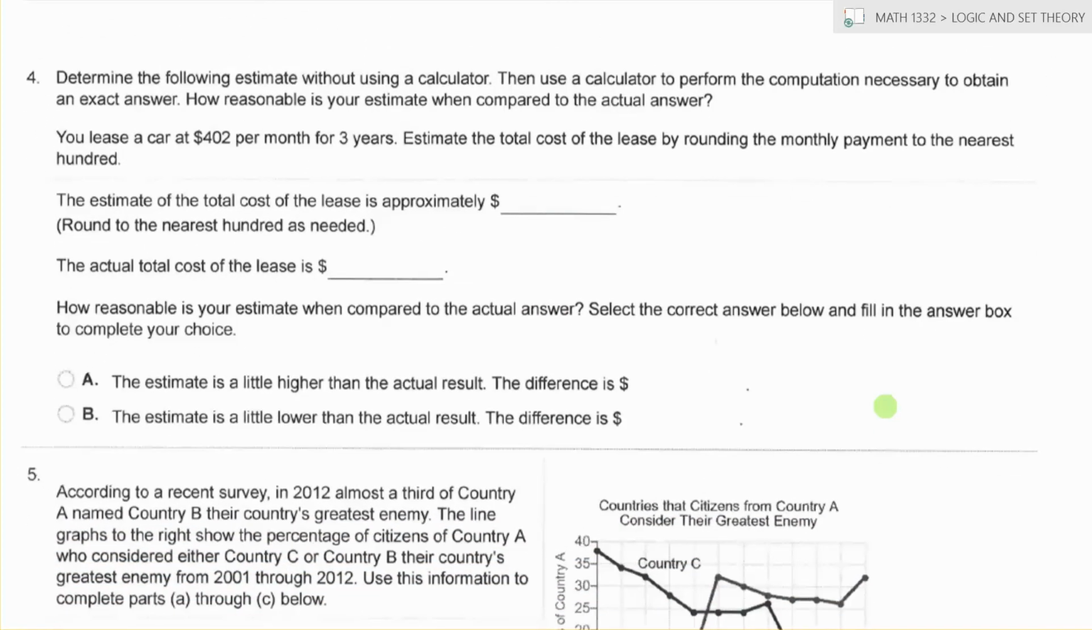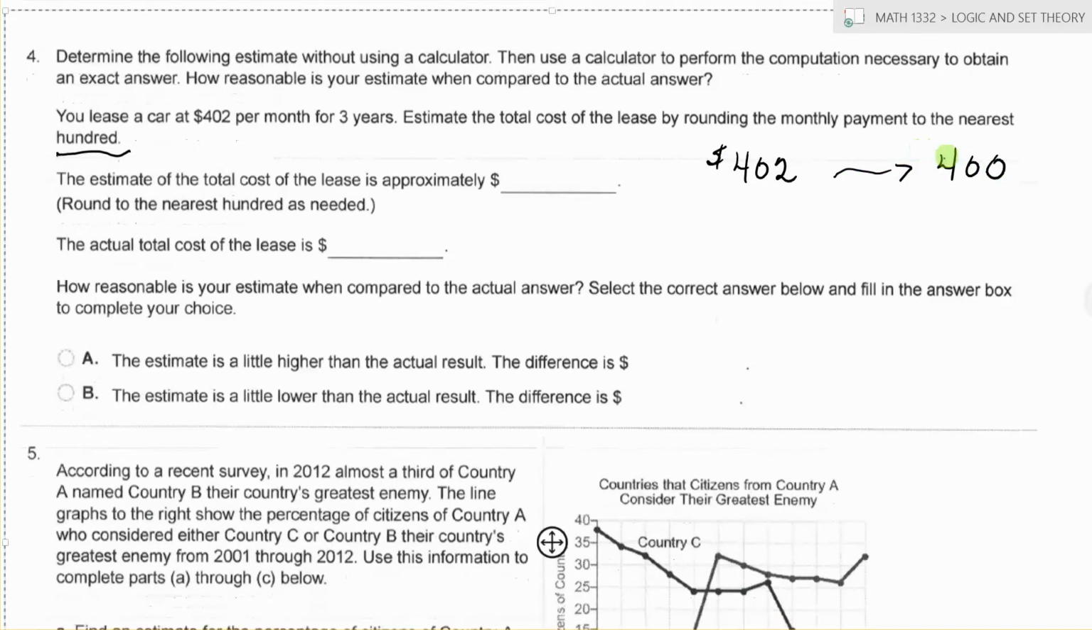It says, determine the following estimate without using a calculator, and then use a calculator, and so on and so forth. Those are the same instructions. It says you lease a car at $402 per month for 3 years. Estimate the total cost of the lease by rounding the monthly payment to the nearest 100. All right, the monthly payment is $402. If I round that, I'm going to have $400.